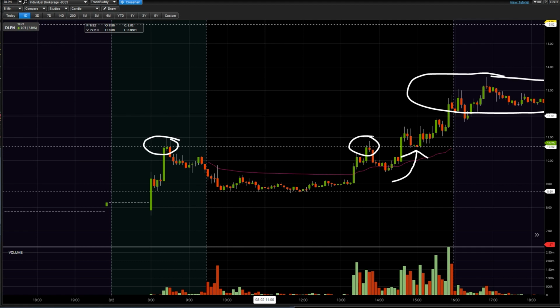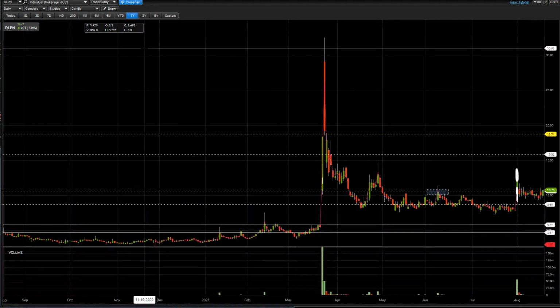So this is just a very basic breakdown of intraday price action. What you want to learn to do, especially with small cap stocks or any stock or anything at all, you want to bring in historical price action to find levels of support and resistance.